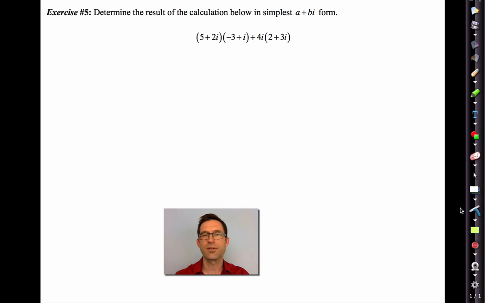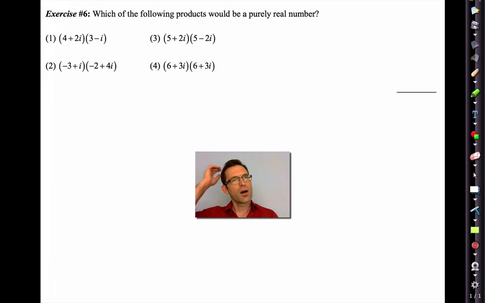Okay, clearing out the text. All right, exercise 6. Which of the following products would be a purely real number? All right. Well, we could certainly look back at exercise number 4 and work on that, or we could just start multiplying things out. Now, in order to have a purely real number, what really has to happen is all the terms with just an i on them, not an i squared, have to cancel each other out. So you really don't have to do the full-on multiplication. You only have to check those terms. So pause the video now and see if you can do that more efficiently than multiplying absolutely everything out.